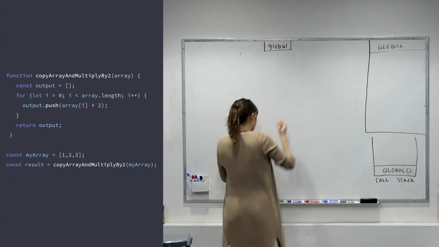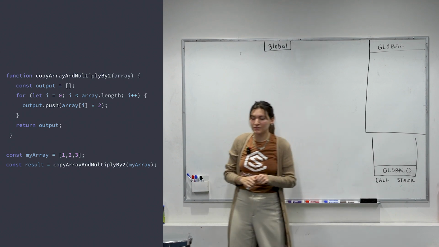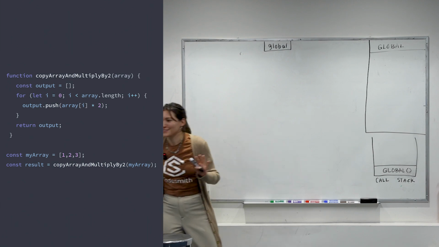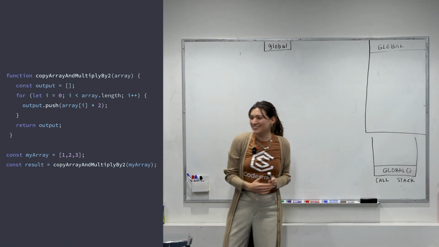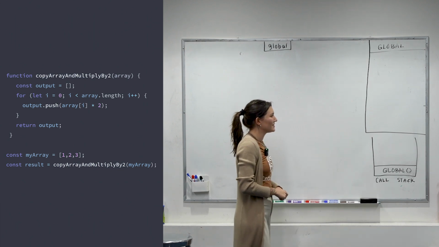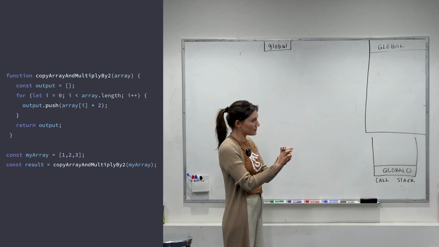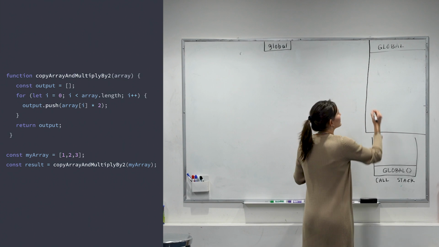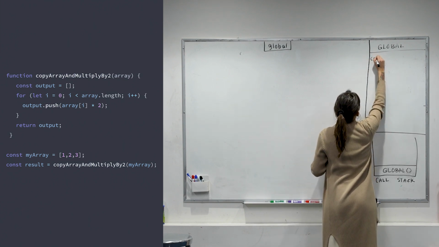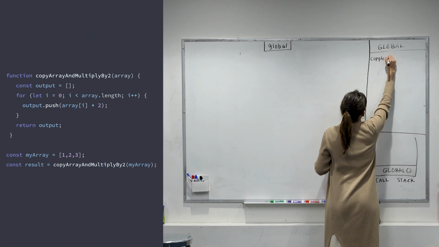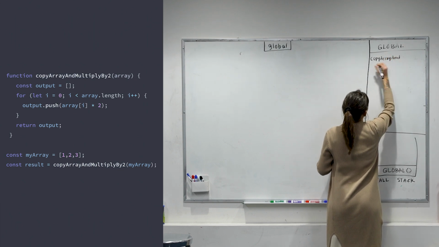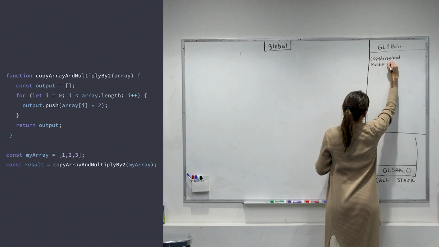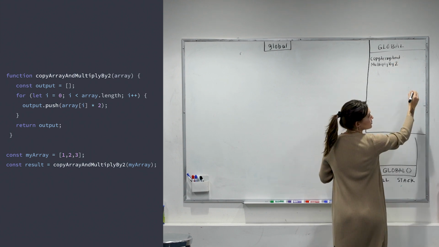All right, cool. Does anyone want to go through this with me? Taylor, do you want to walk through this with me? Sure. Start us off at the top. Yeah, so we will declare a function with the label copyArrayAndMultiplyBy2, which we'll place in global memory. And for now, we'll assign it to the function definition.